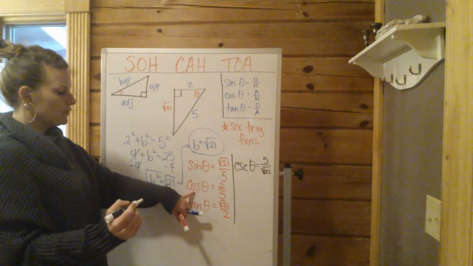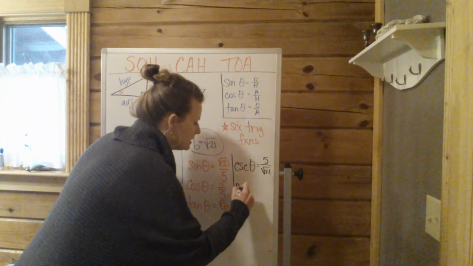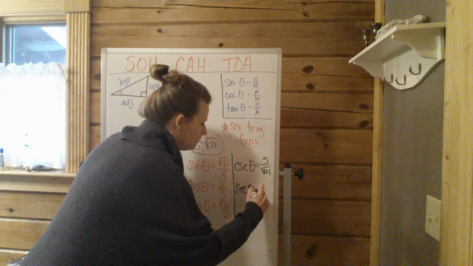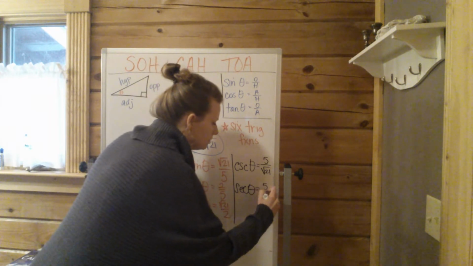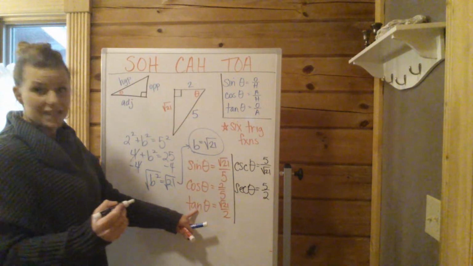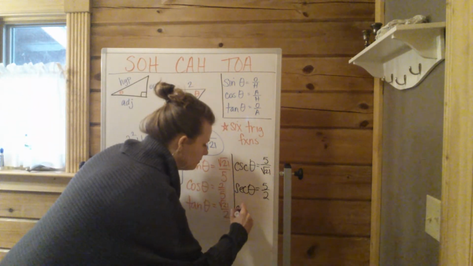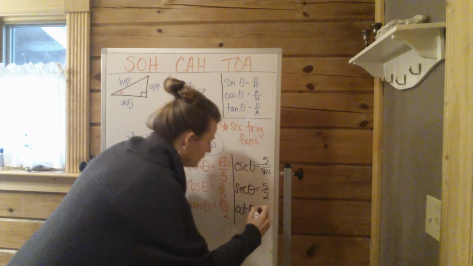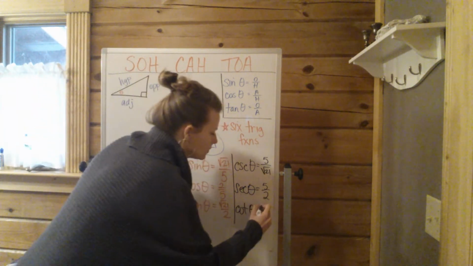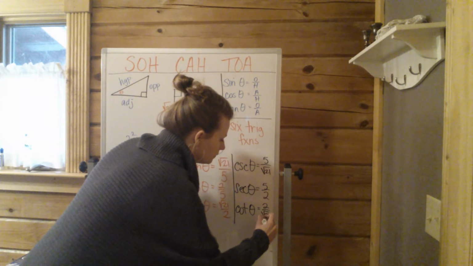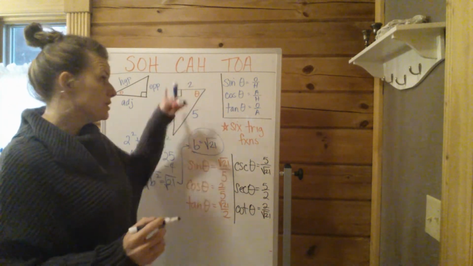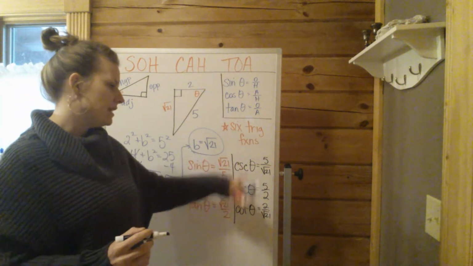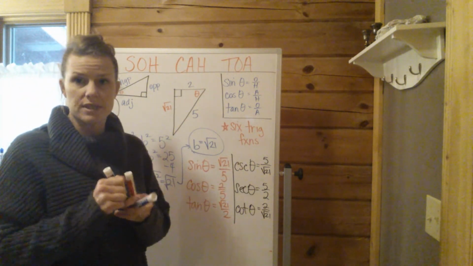The reciprocal of cosine is plain old secant of theta, and that will be 5 over 2. And the reciprocal of tangent is cotangent, and that will be 2 over the square root of 21. So once you have the first 3, sine, cosine, and tangent, from SOHCAHTOA, then you can easily find the other 3 just using the reciprocals.